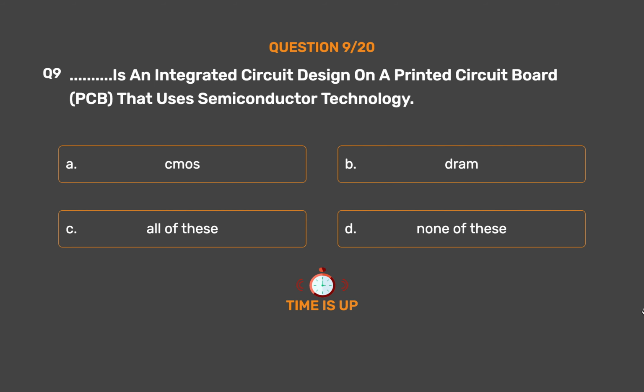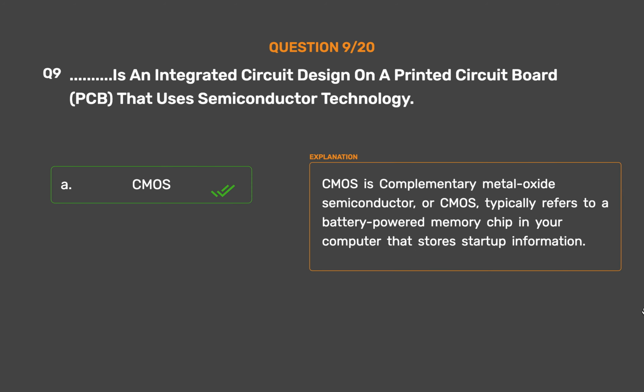The correct answer is Option A, CMOS. CMOS is complementary metal oxide semiconductor. It typically refers to a battery-powered memory chip in your computer that stores startup information.